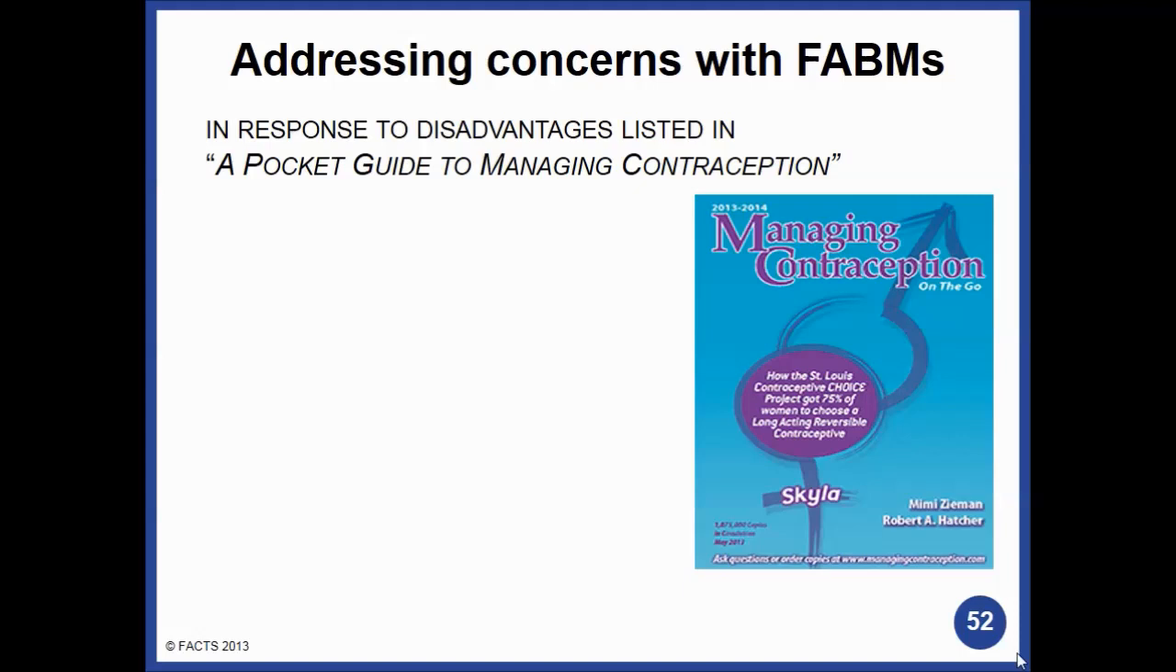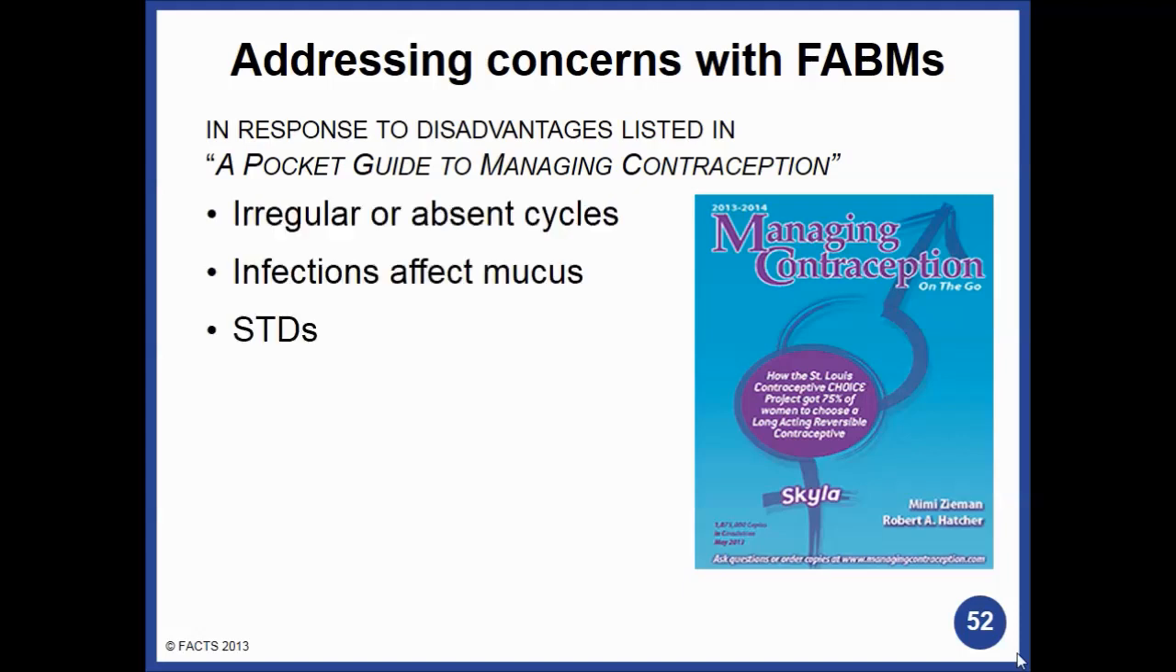So, in addressing some concerns from the Pocket Guide to Managing Contraception by Zeman, he and his colleagues in this guide say that people with irregular or absent cycles can't use these methods. Infections are going to affect the mucus, and then they talk about sexually transmitted infections. So of course with irregular absent cycles, that's a problem. And what is the normal protocol for that? The pill, right? She has irregular absent cycles, let's put her on the pill. There's a reason why she has an irregular or an absent cycle. And all that beautiful slide with all that science on it, when a woman gets on a hormonal contraceptive, none of that happens. It halts that process.